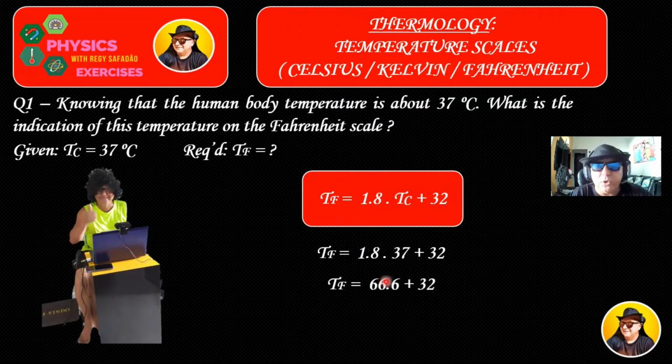66.6. Now we are going to add up. 66.6 plus 32 is 98.6. So the TF, the Fahrenheit temperature, is 98.6 degrees Fahrenheit. Well, so 98.6 is the same temperature of 37 degrees Celsius, okay? So in Fahrenheit temperature scale, 98.6 is the normal temperature of the human body, all right? So far, so good. Let's see question number 2.